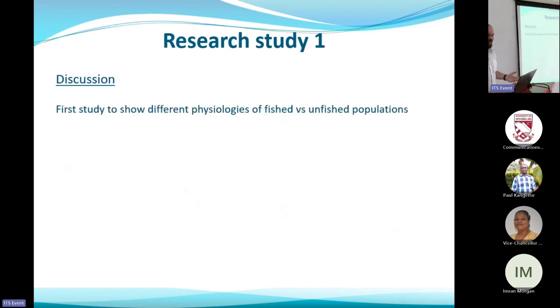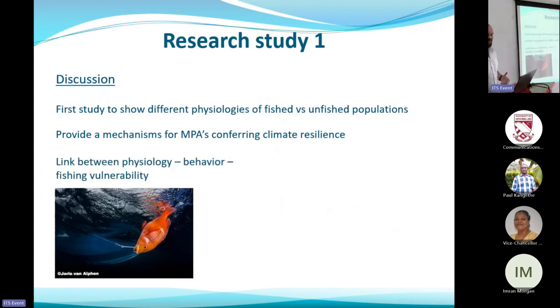And so just to sum it up, to my knowledge, this is the first study to show different physiologies of fished versus unfished populations in the wild. And it provides a physiological mechanism for how MPAs may be able to confer resilience to climate change. So the pattern is there's a link between your physiology, your aerobic scope, your behavior, and fishing vulnerability. Generally, if you have a high aerobic scope, you can make use of a lot of oxygen at a given time.